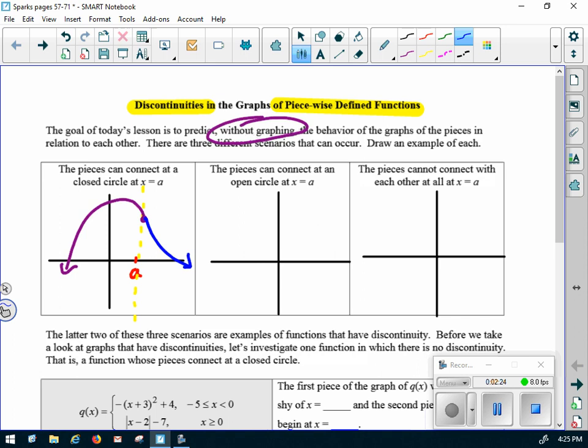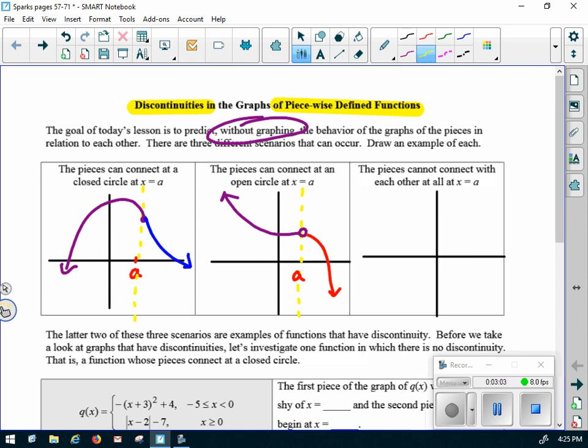Look at the second one. The pieces can connect at an open circle at x equals a. Again, I'm going to put in my fence, but the fence is not a part of the graph. So let's say the graph looks like this. So the pieces are connecting at an open circle at x equals a. Now if you tried to trace this graph from left to right, you would have to pick up your pencil when x is equal to a. So I know that this function is not continuous, or discontinuous, when x equals a.